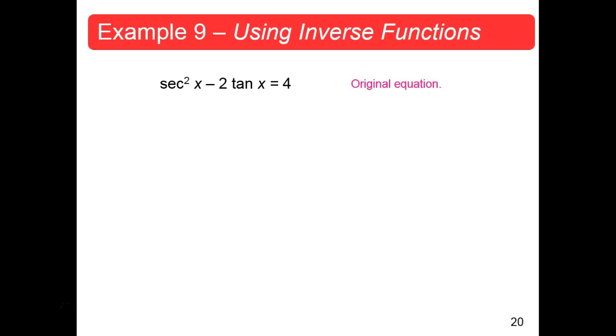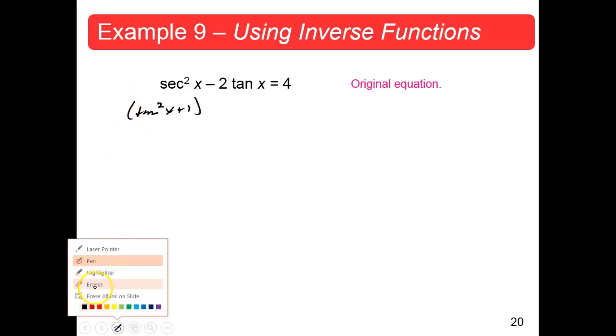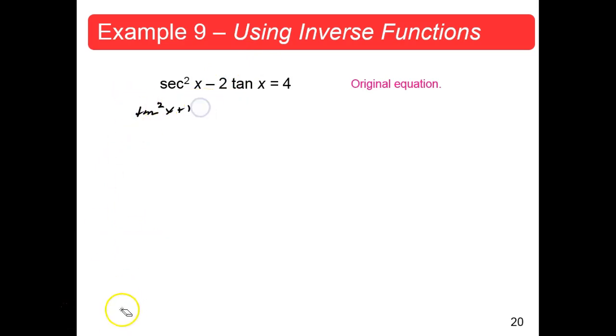Well, then you put secant squared into tangent as the protagonist. And what would that be? Tangent squared plus 1, got it. Now I didn't need the parentheses there, so I think I'll take them out. But that is what the secant squared x is. And then subtract from that 2 tangent x, and that's equal to 4.